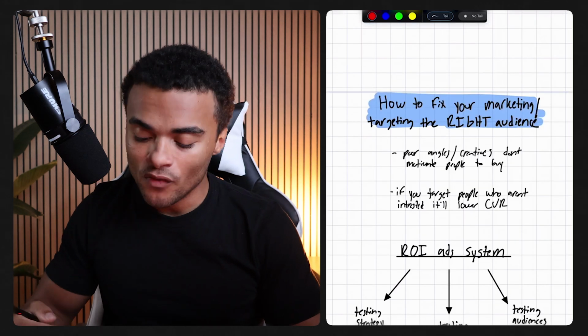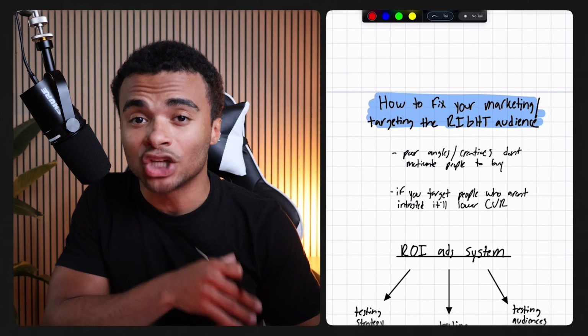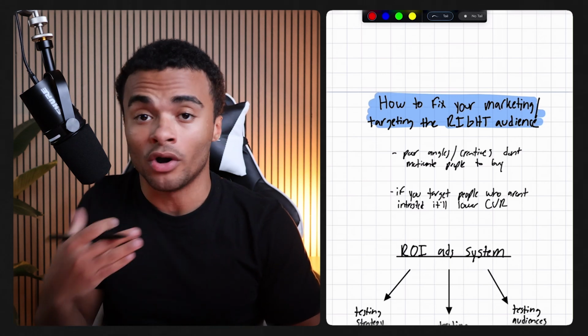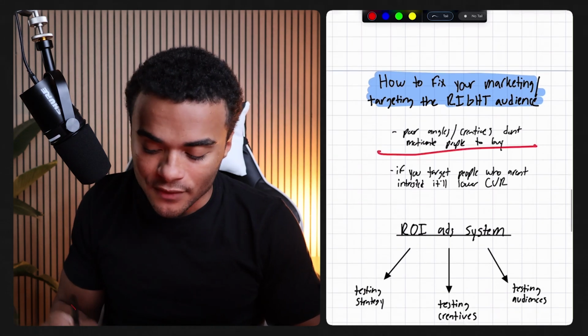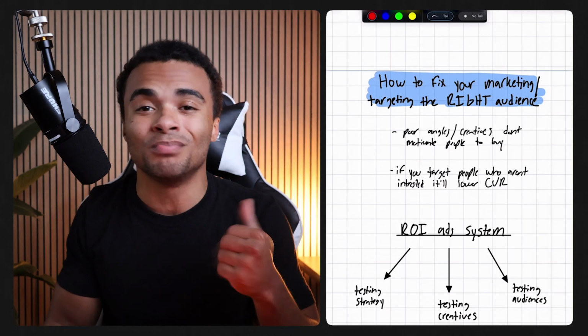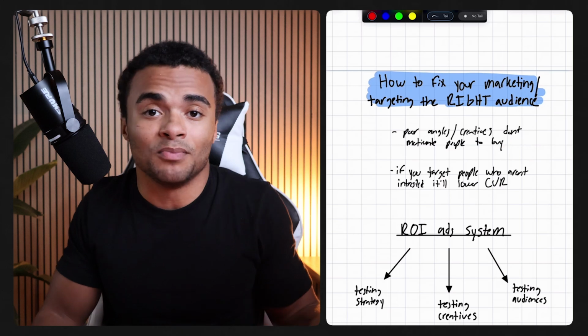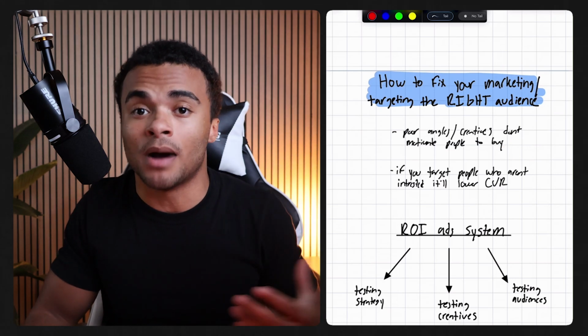But with that said, let's move on to how to actually fix your marketing and targeting so you know that you're targeting the actual right audience of people who are interested in your product. And the first thing is making sure that you're using the proper angles and you're not using poor, super bad creatives, poor angles and creatives, because then people are just not going to be motivated to actually buy your product.